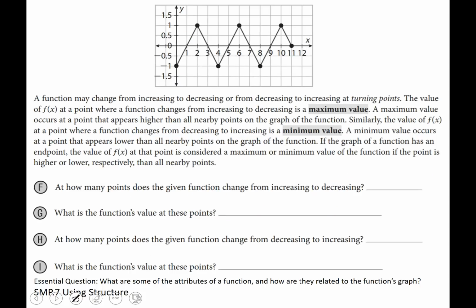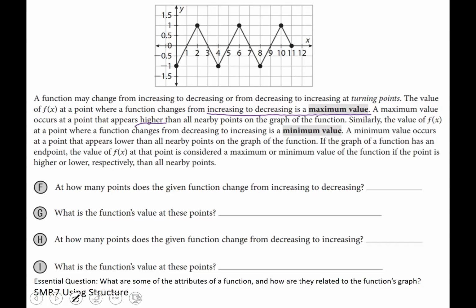All right, so we still have the same graph, a lot more attributes about it here. A function may change from increasing to decreasing or decreasing to increasing at turning points. The value of f of x at a point where a function changes from increasing to decreasing is a maximum value. So where you go from increasing to decreasing, you have a maximum. A maximum value occurs at a point that appears higher than all the nearby points of the graph of the function. So we know a maximum is higher.